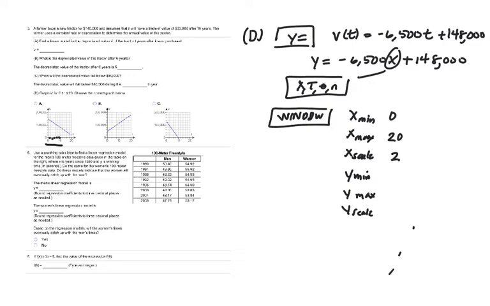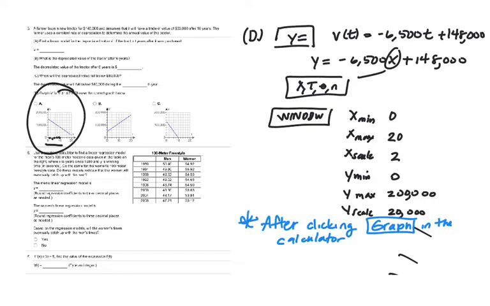For our y minimum, the graph shows 0 to 200,000. So we have a y min of 0 and a y max of 200,000. In our y scale, we already divided 100,000 by those 5 increments, so our y scale is going to be 20,000. By doing this, you'll get a graph in your calculator that looks like graph A.